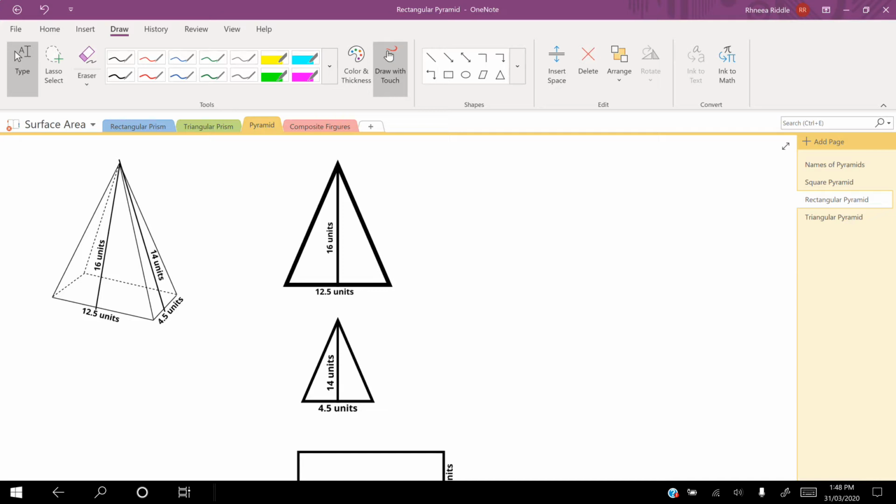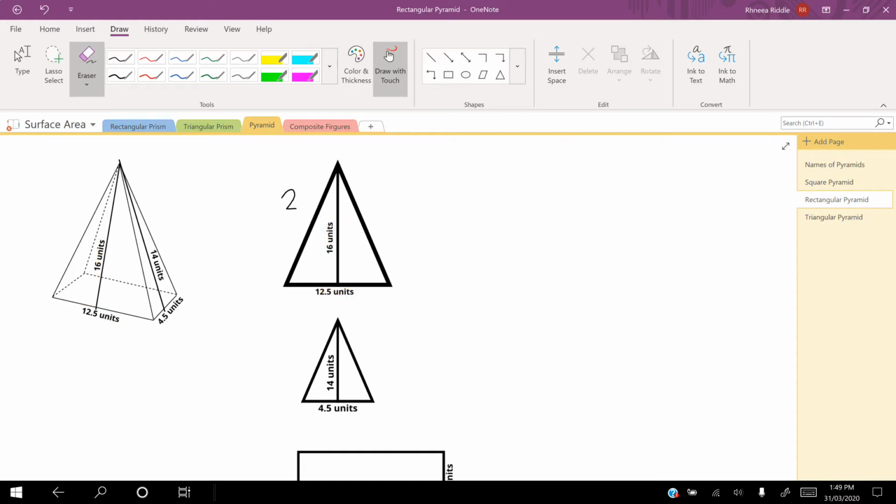So, as we can see here, our first triangle off to the side has a base of 12.5 units, and we can identify that here, and a height of 16 units, and we can see that one here as well. So there's this triangular face, and there are two just like it because the one right across from it is exactly the same. So there's two of these.